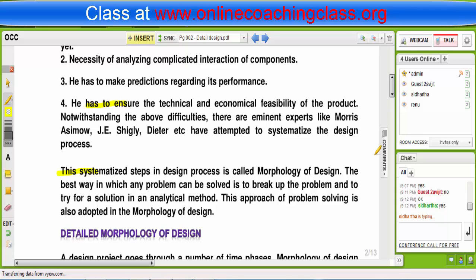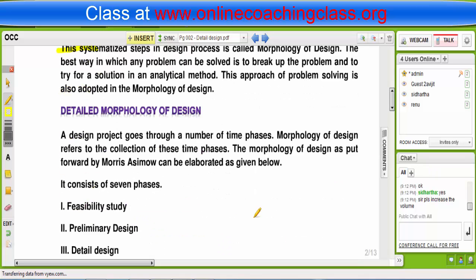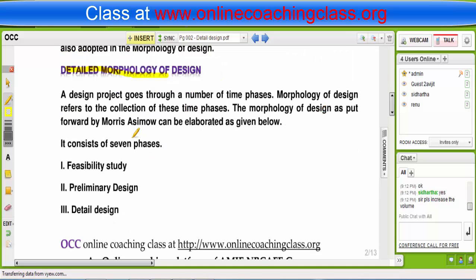The best way in which any problem can be solved is to break up the problem and try for a solution in an analytical method. This approach of problem solving is also adopted in morphology of design. Now see the detail of morphological design. This morphological design was invented by Maurice Asimow.